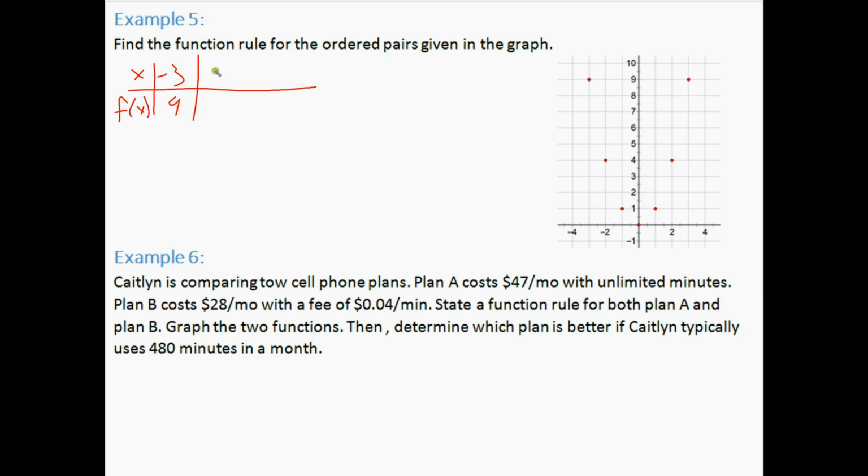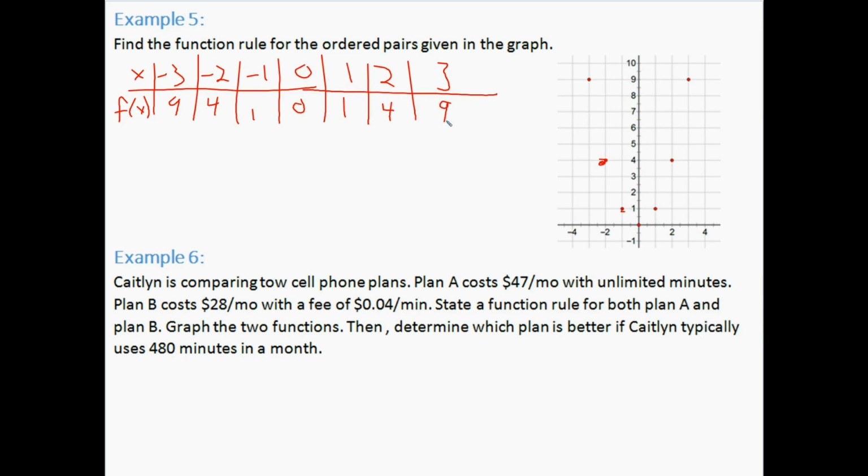We have this point, which is -2, 4. We have -1, 1. We have the origin there, so 0, 0. We have 1, 1, so x is 1, f of x is 1. We have 2, 4, and 3, 9.